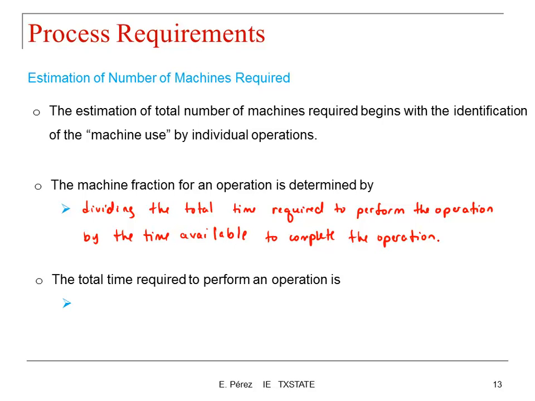Okay, so the machine fraction for an operation is determined by dividing the total time required to perform the operation by the time available to complete the operation.